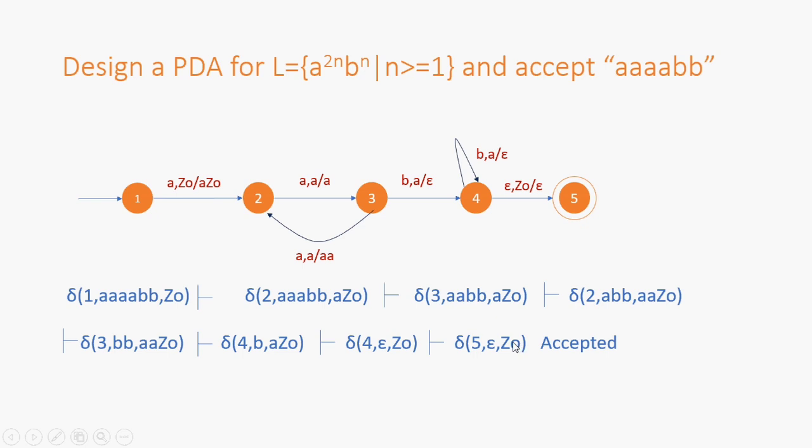Now there's a small change here. This Z0 should also be replaced by epsilon. So simply we make it accepted. So that's about the way of designing a pushdown automata.